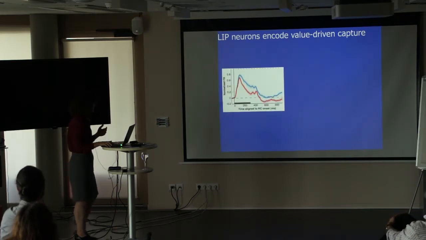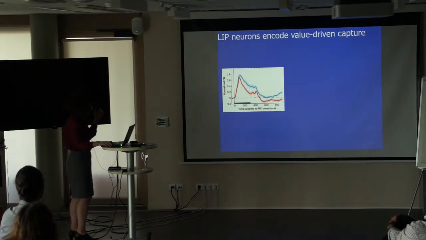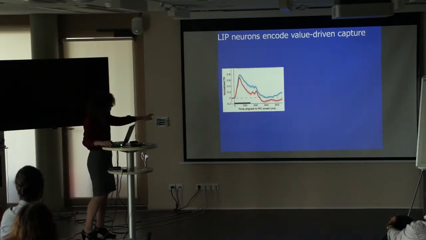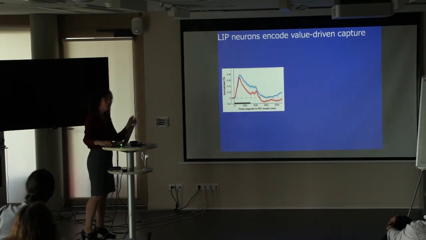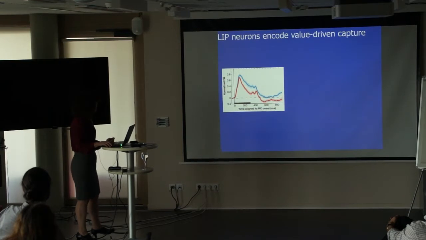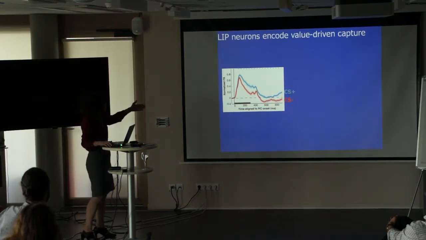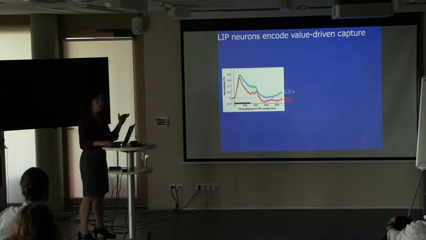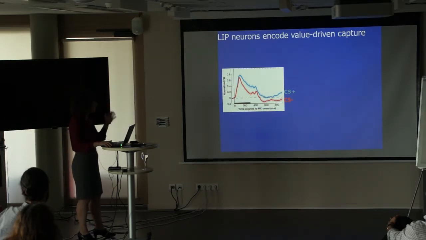So here are the responses to the onset of the cue, right? The black bar is the 300 millisecond period when the cue is on. After that, there's a delay period when the monkey is simply waiting to be told where to make his eye movement. And you can see that the neurons, for both cues, have a fast visual response, and then they also maintain sustained activity during the delay period, right? Remember, even though that stimulus was irrelevant.